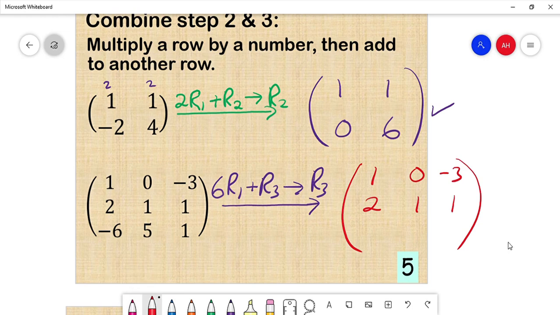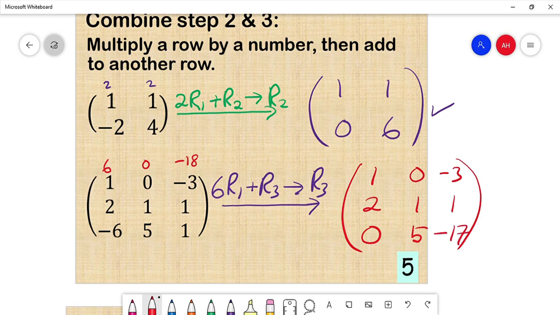Maybe we can write it down. Here we have 6. 6 times 1 is 6. 6 times 0 is still 0. 6 times negative 3 is negative 18. These new numbers here, 6, 0 and negative 18, we are going to add to row number 3 correspondingly. So 6 plus negative 6 is 0. 0 plus 5 is 5. Negative 18 plus 1 is negative 17.